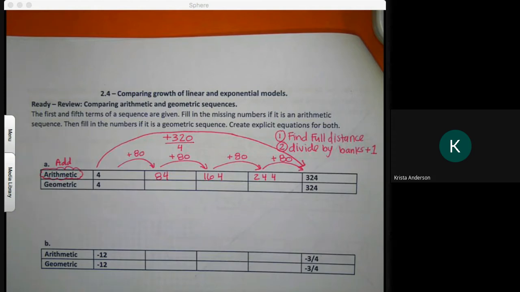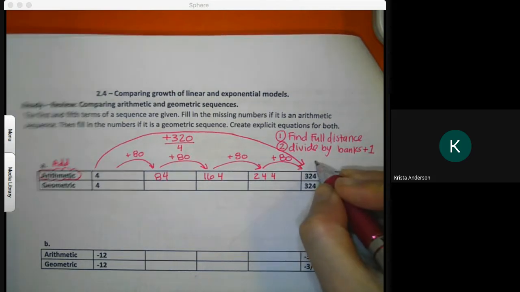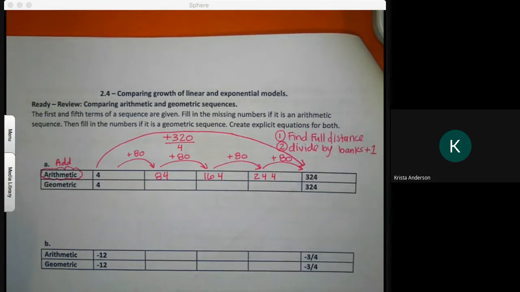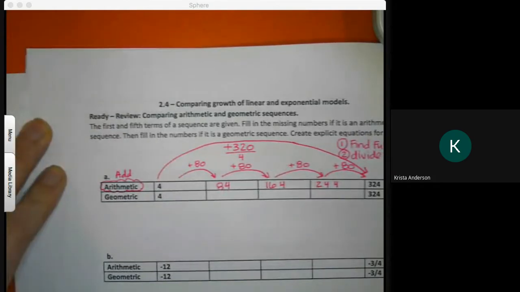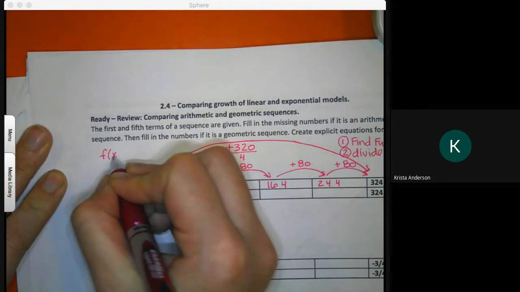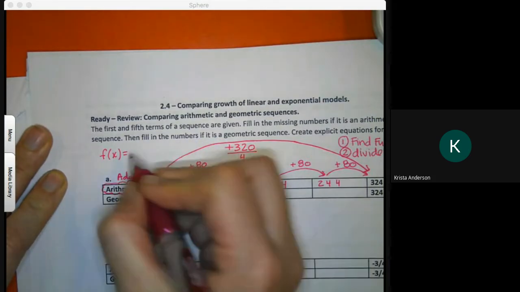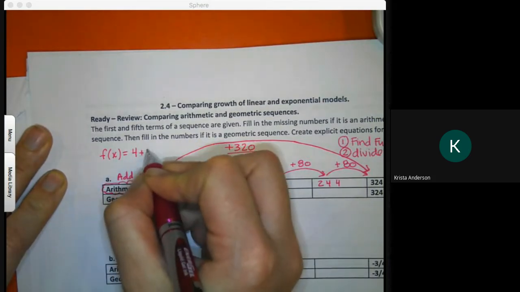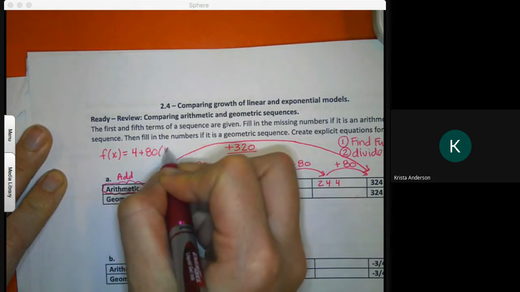The explicit equation would be, I'm going to fit it over here. F of x equals 4 plus 80 times x minus 1.